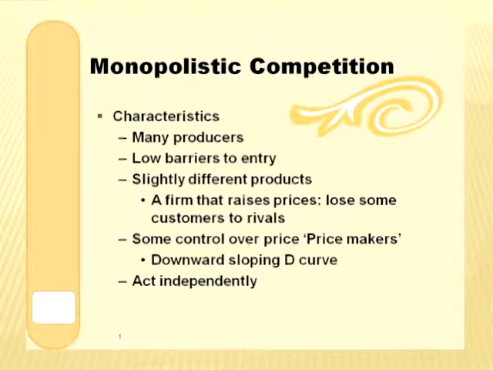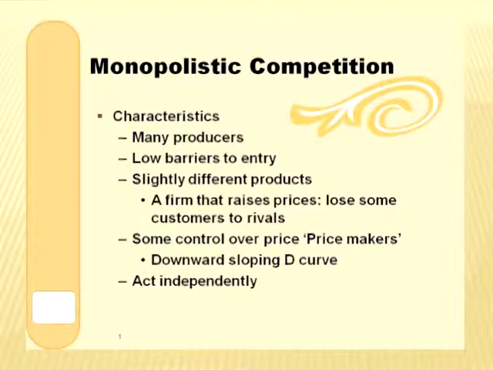So both of those are characteristics. If you're wondering about the name, you'll notice that it's a combination of the two that we've already seen. So there are parts of this that are monopoly-like, and there are parts that are competition-like. The first two characteristics, the many producers and the low barriers to entry, should remind us of perfect competition. Remember that in perfect competition we had lots of producers and no barriers to entry, so that's at least a portion of what we saw in competition.